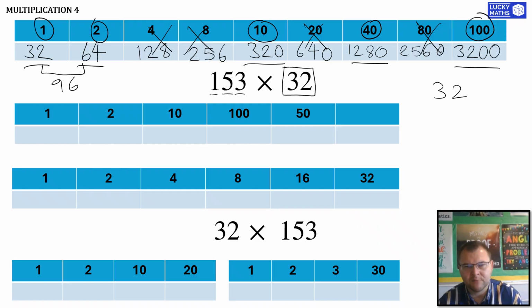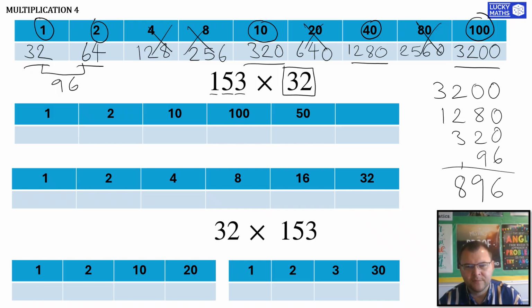Some students, I'll get them to say, right, okay, on your whiteboard or in your book, whatever, just add together 3,200, 1,280, 320, and then 96. So we've got 6, 8 plus 2 is 10, plus 9, 19, 2 plus 2, 4, 3, 7, plus 1, 8, 3 plus 1 is 4. So I'm making the answer to be 4,896, but we're going to check that using a couple of other different ways below, where I've just been more efficient.